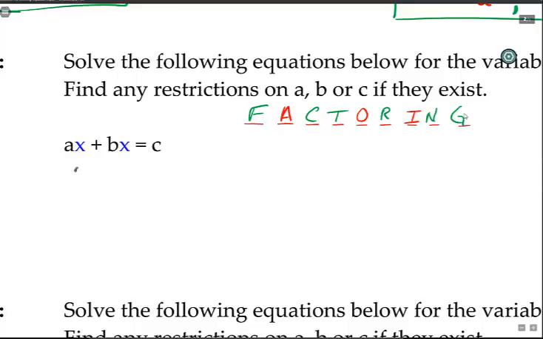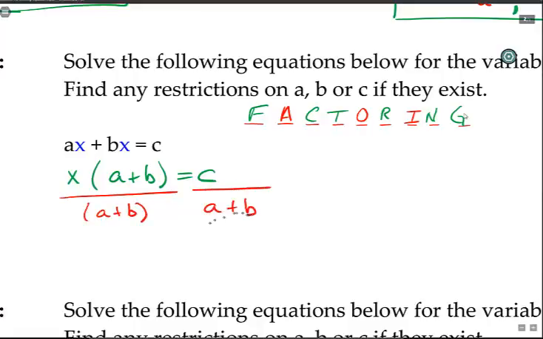So let's factor out the x. Take the x out front. That leaves us a plus b on the inside equals c. How is the a plus b connected to the x with multiplication? So to get rid of it, we're going to divide both sides by a plus b. That gives us x equals c over a plus b as a solution.